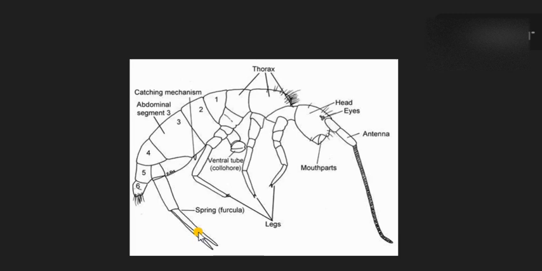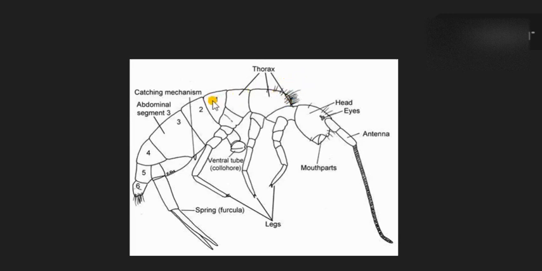Now coming towards the antenna, its antenna is variable in different groups, but usually the antenna is 4 segmented. There are 4 segments in the antenna. If we look at sexual dimorphism in this group, there is no obvious sexual dimorphism, and the genital aperture is present at the end of segment number 5.